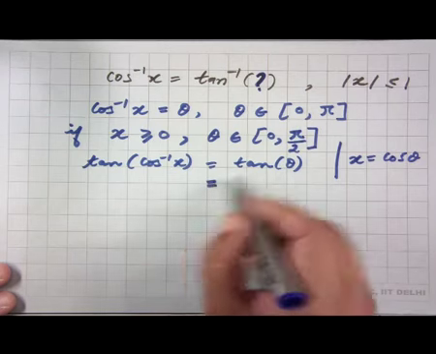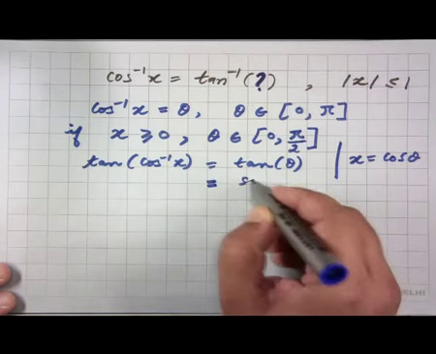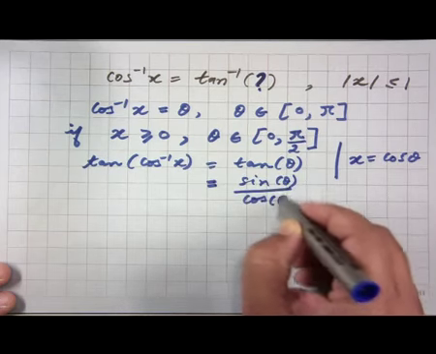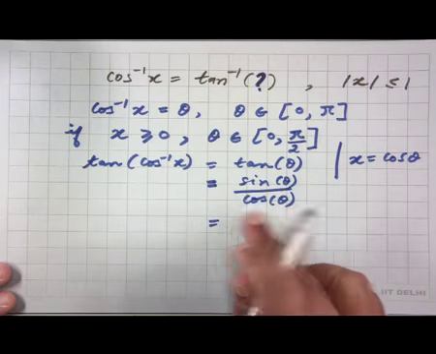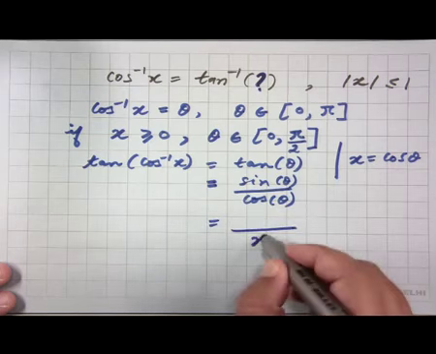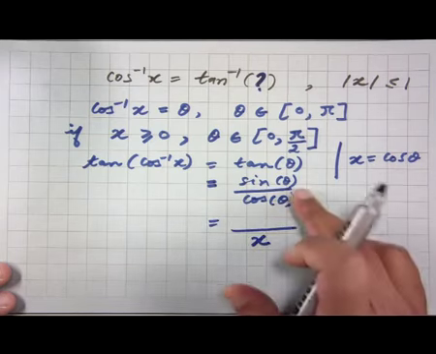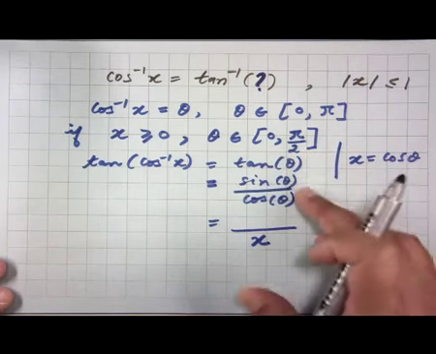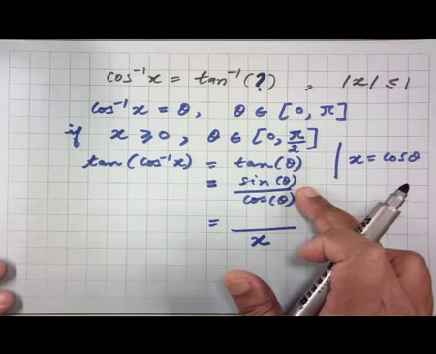Now tan theta is equal to sin theta over cos theta, but cos theta is x, so the denominator is x. Now when theta belongs to the interval 0 to pi by 2, we know that sin theta is positive valued.